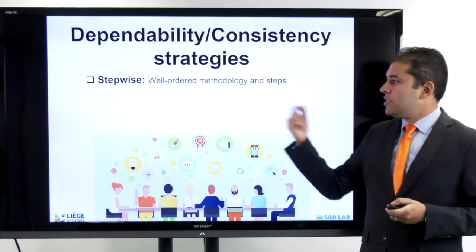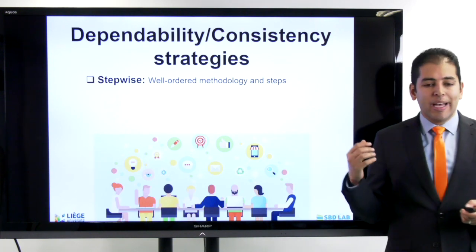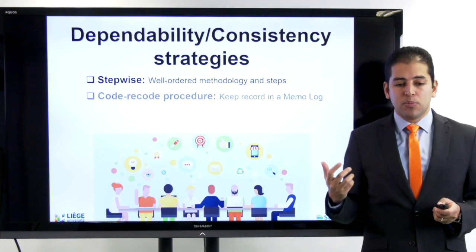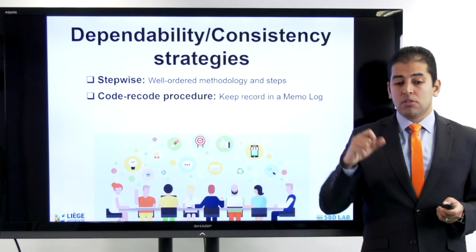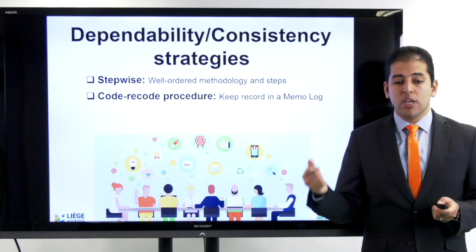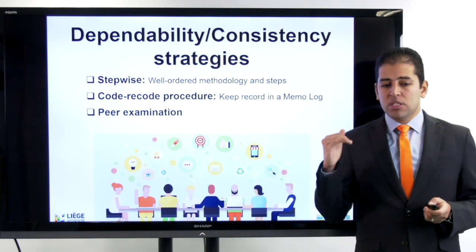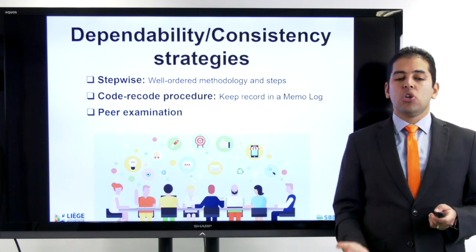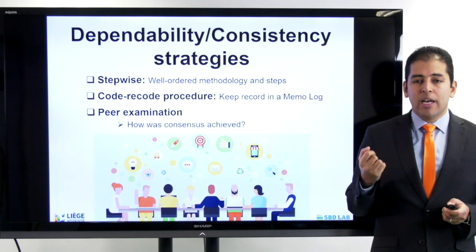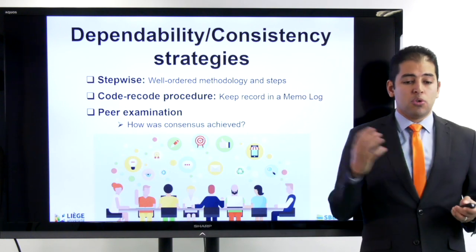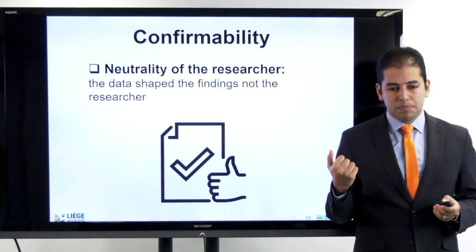And here, this can be done stepwise. You can look at a well-ordered, stepped methodology and record the procedure. You can code and recode your work to make sure there is consistency in the interpretation. You check the peer examination. These are all techniques to increase the consistency of your work, and you can check if there is a consensus or no consensus depending on the situation.